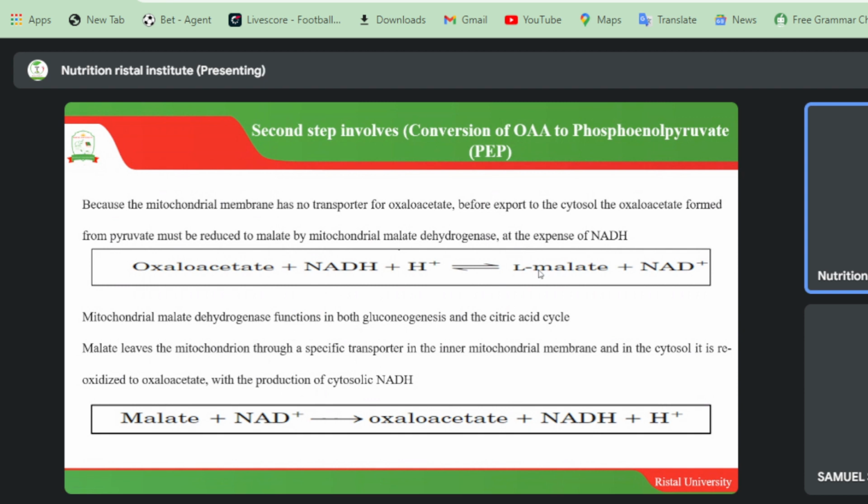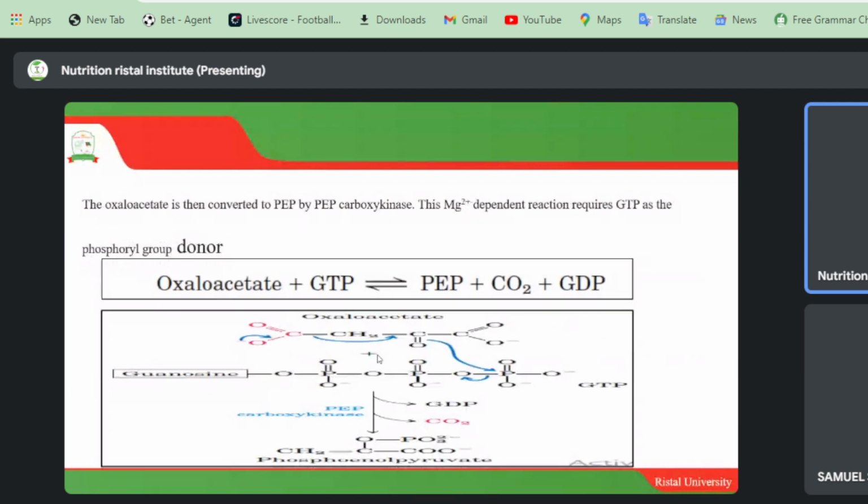Upon transportation out into the cytosol, it will be converted back into oxaloacetate, and this reaction, like I said earlier on, is catalyzed by a dehydrogenase enzyme. And in biochemical processes, once you see NADH and NAD plus, or FADH, NADPH, all those are catalyzed by dehydrogenase enzymes. So you just have to take note of that.